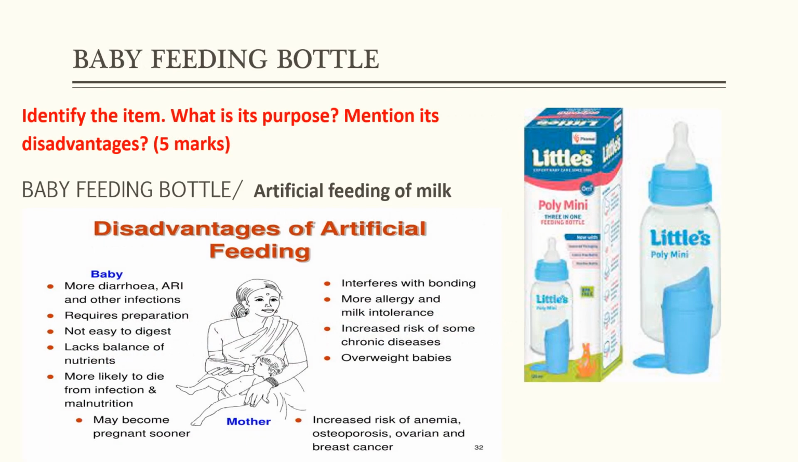Now coming to the different stations. You may have a station of baby feeding bottle where you may be asked to identify the item, ask what is its purpose and mention the disadvantages. Yes, it's nothing but a baby feeding bottle and its purpose is artificial feeding of milk. Now, what are the disadvantages?